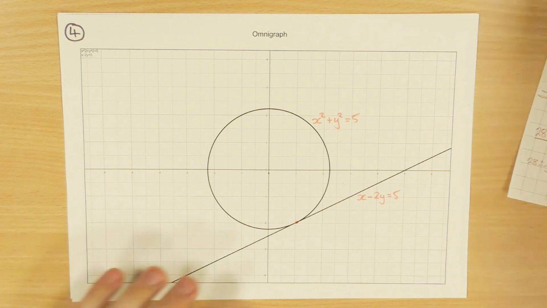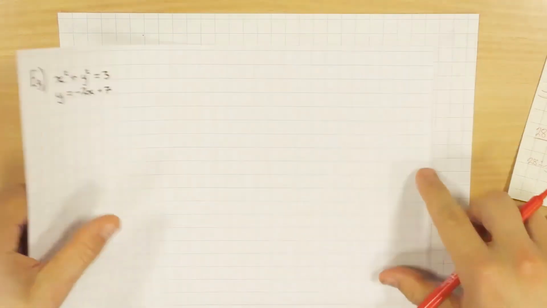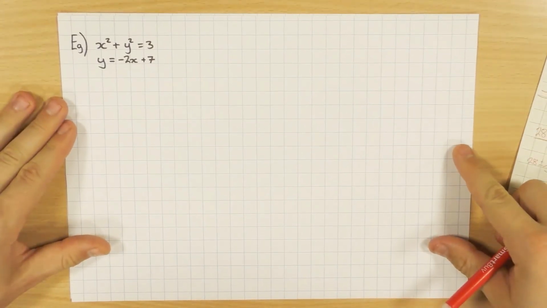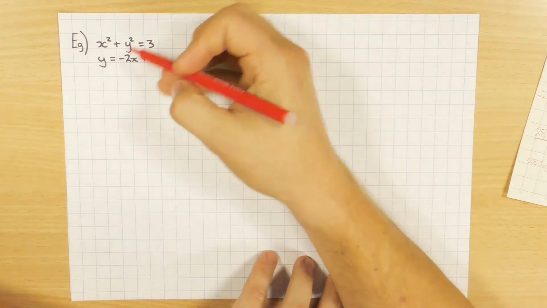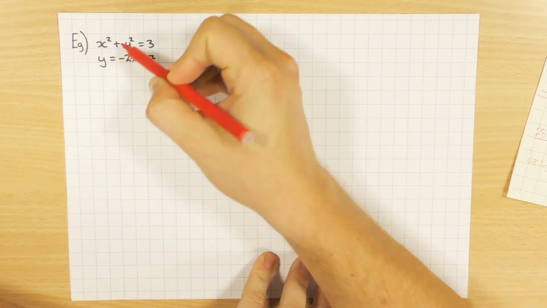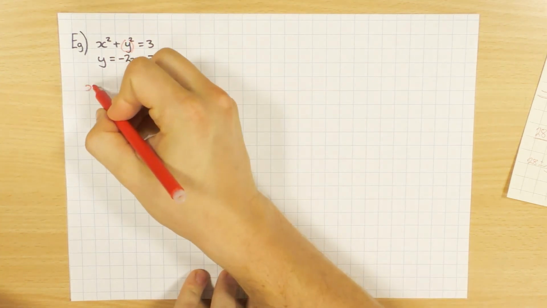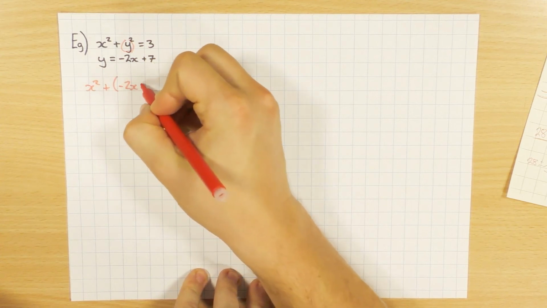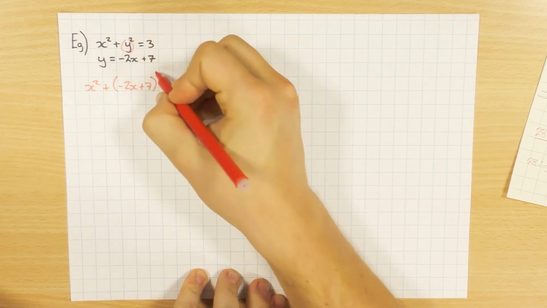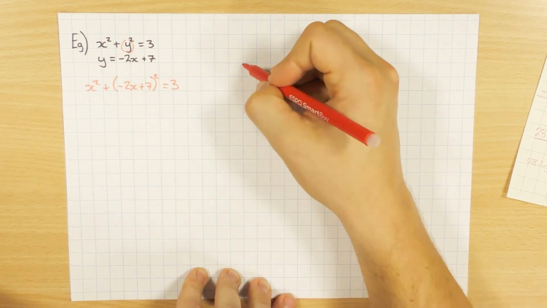And I've got one last example to show you guys, which is coming up here. And this one is just to show you, let's say, a particular thing that could happen. Again, I'm just going to substitute this directly straight in for y, because it's already equal to y. So I'm going to have x squared plus minus 2x plus 7 squared, and that's going to equal 3. I'm just going to expand that bracket very quickly.